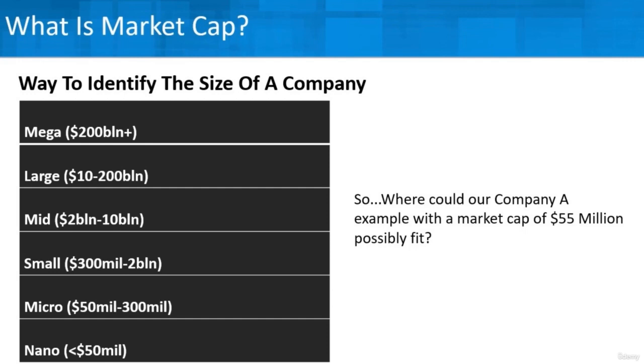But sometimes folks will express it, especially some mutual funds, might have things like micro cap or nano cap. If you see that, they're just breaking that small cap down further. Micro would be 50 to 300 million, and nano would be less than 50 million. So if you looked at our company A from the example with a market cap of 55 million, where would it fit? Well, it seems pretty simple. It's right there in the micro cap, 50 to 300 million. So that's how they'd be organized as far as the size of the company.